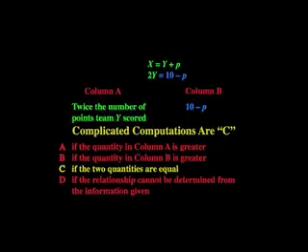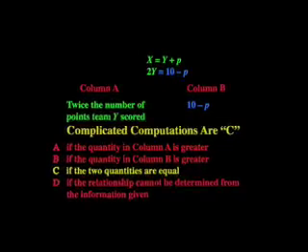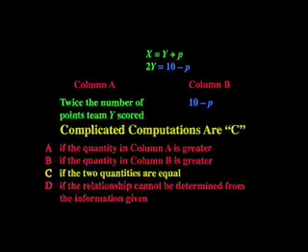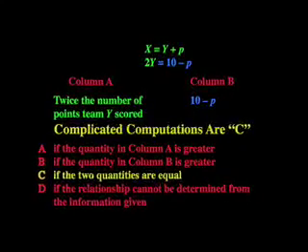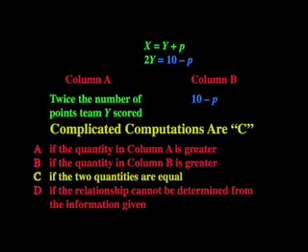We can avoid all the little mistakes that 58% of the people who took the official GRE made, and we can recognize that complicated computations are C.